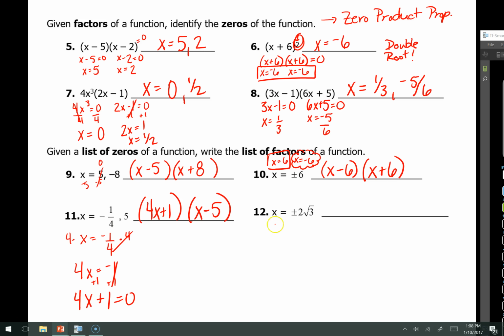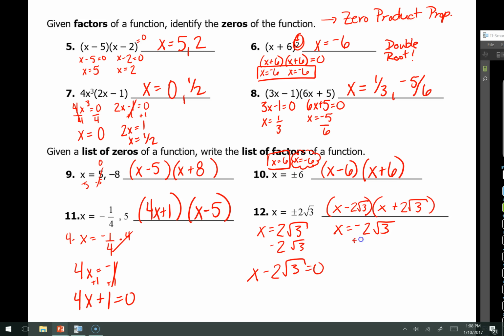Okay, let's look at this last one. We know that x is equal to positive 2 square roots of 3 and x is equal to negative 2 square roots of 3. So if we are writing those both as factors, we're going to have x minus 2 square roots of 3 and x plus 2 square roots of 3. Because if I split those up, in this one I'm subtracting 2 square roots of 3 from both sides, which gives me x minus 2 square roots of 3 is equal to 0. And in this one I'm adding the 2 square roots of 3 to both sides, which means I have x plus 2 square roots of 3 is equal to 0. So there are my 2 factors.